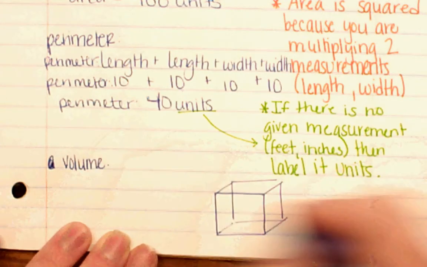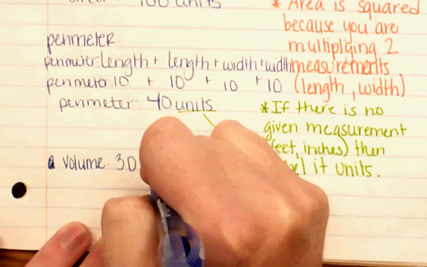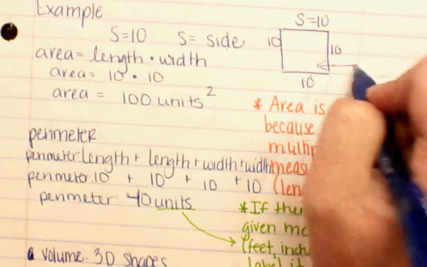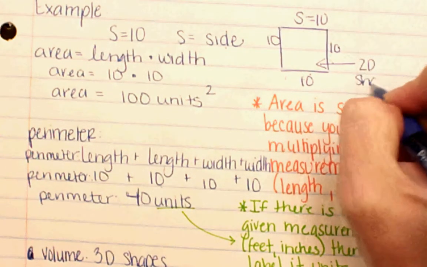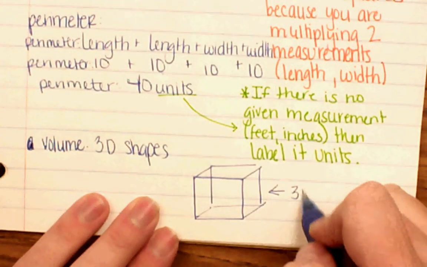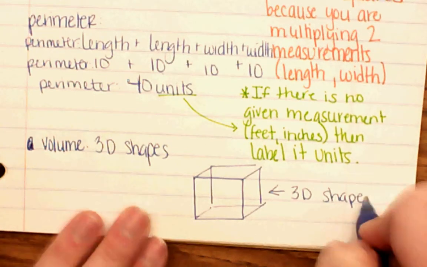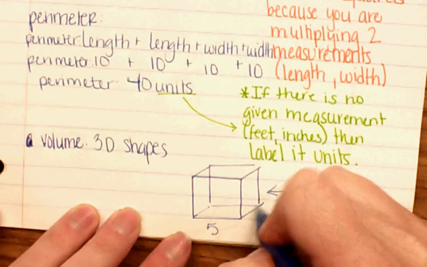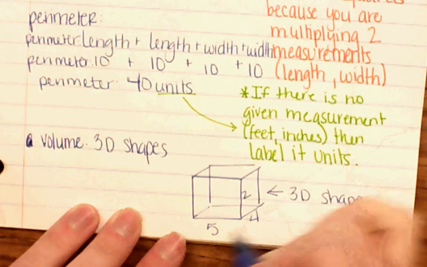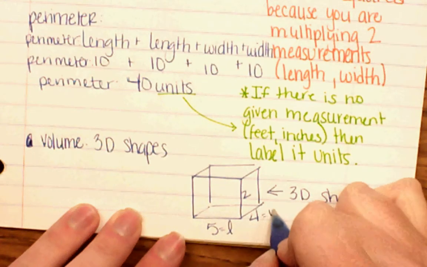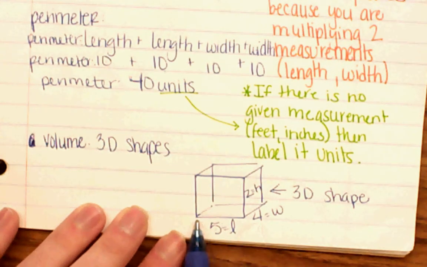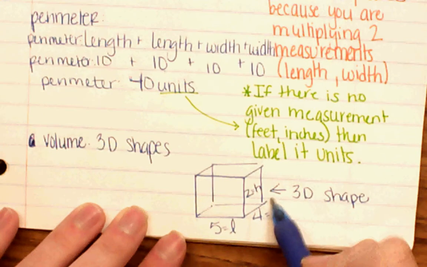Volume deals with 3D shapes. The shape I gave you before is 2D. And this one down here is 3D. And I'm going to give you the length of 5, the width of 4, and the height of 2. So 5 is your length, width is 4, height is 2. And that'll be true for the placement. Length is along the bottom, width is how deep it is, and height is how tall it is.